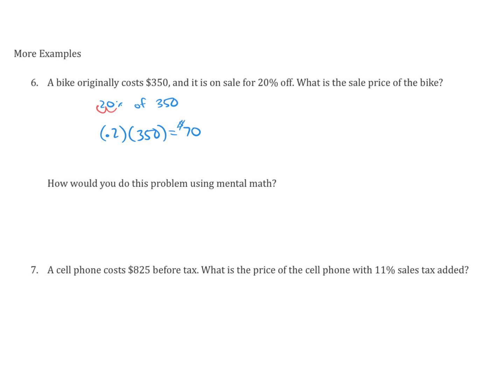Now, since this is a discount, I'm going to lower the price by $70. So I take that original price, subtract $70, and we get $280.